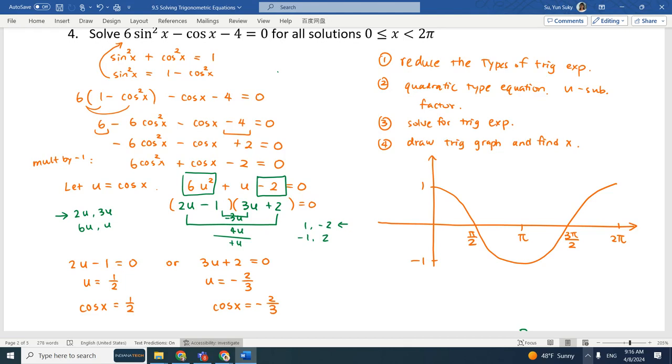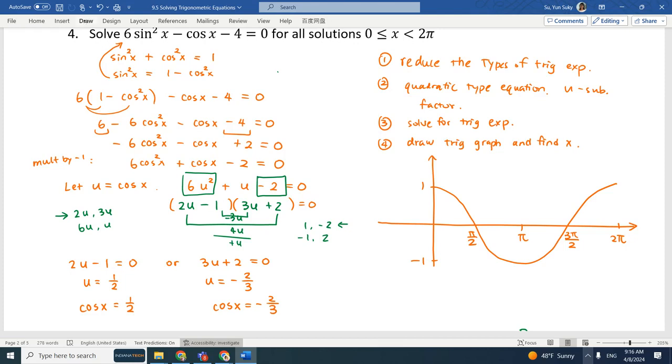Now we have the picture, and we want to find all the x. See, this problem asks for all the solutions from 0 to 2 pi. So you can expect our final answer, we don't need to add 2k pi, because it's only asking for the solutions within the range 0 to 2 pi.